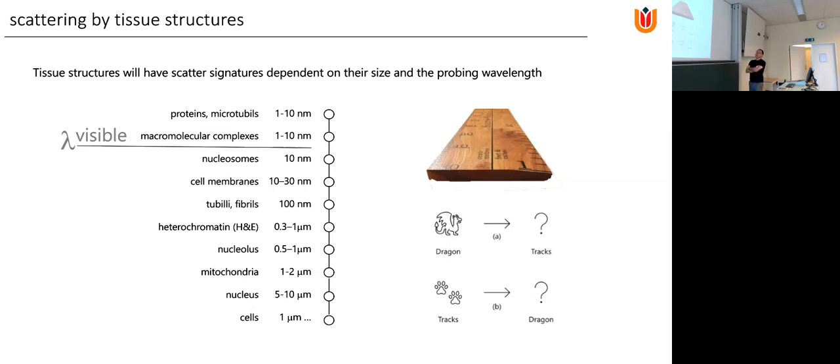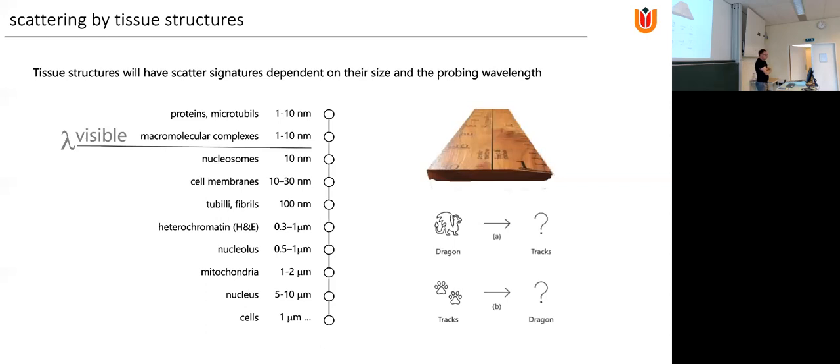There's a line here that says lambda visible. That is not where the visible wavelengths start. The visible wavelengths start around 300 nanometers. But this line indicates where the scattering can actually be picked up. Scattering from these macromolecular complexes, in the order of 1 to 10 nanometers, already gives scattering signatures using white light that you can picture. So the structures themselves are much smaller than the wavelength, but they do scatter light, and so you do get a response.